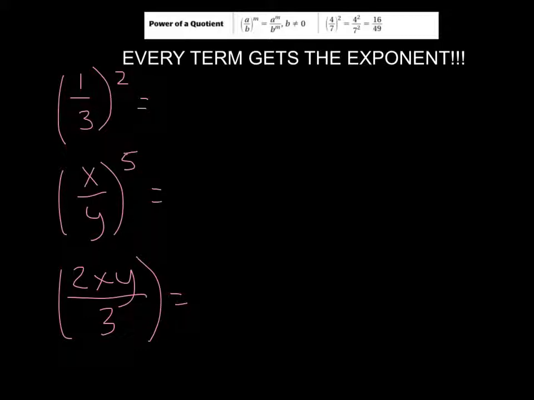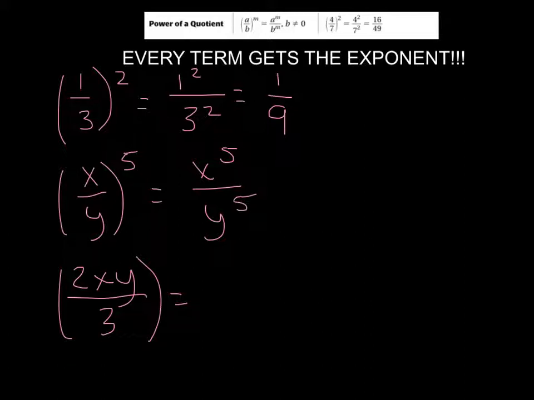So let's go through the examples here quick. If we have 1/3 raised to the second power, we simply get 1 to the second power divided by 3 to the second power. 1 squared is 1, and 3 squared is 9. Now when we're working with variables here, if we have x over y to the 5th power, every term gets the exponent. So the x gets the 5th power, and the y gets the 5th power.